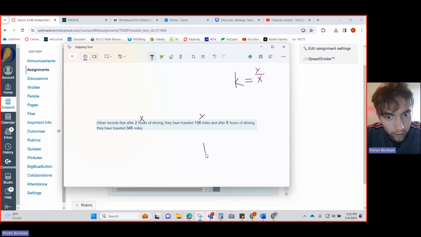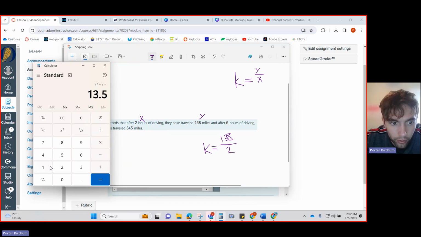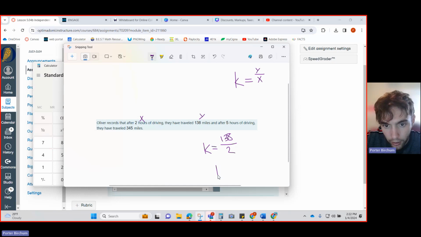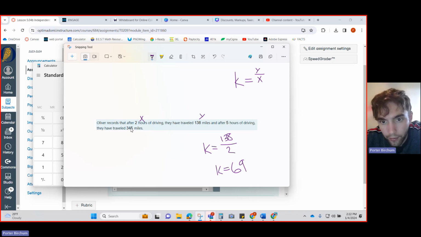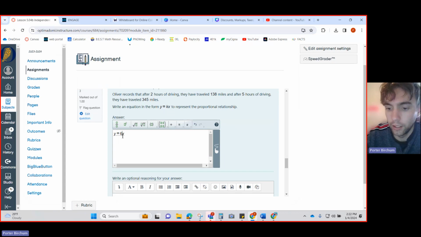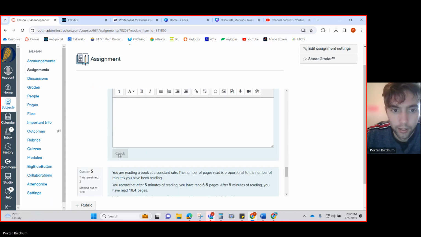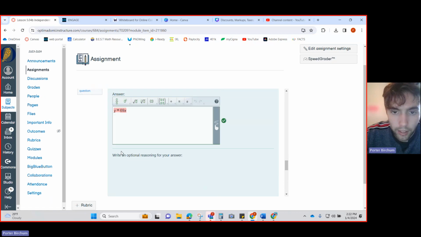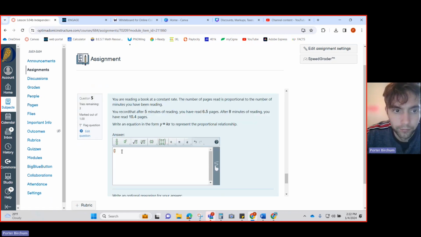Now that we know what y and x are, let's find out what k is, our constant of proportionality, by doing our y value divided by our x value. What is 138 divided by 2? It is 69. 345 divided by 5 is also 69. So let's write that in equation form. Nice. We did it. Good job.